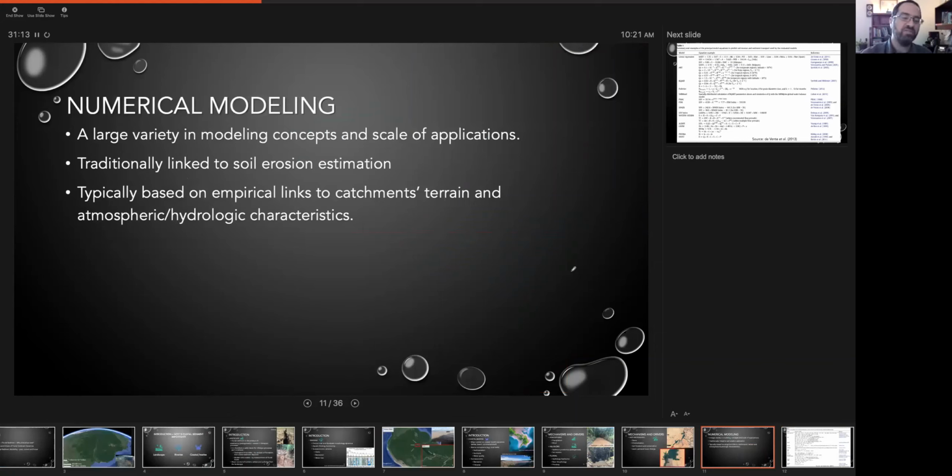So taking all of that and trying to create models to predict it can be quite challenging, as you can imagine. Like any other field of environmental science, you're trying with numerical models to represent a very complex system within some mathematical rules within a computer program. As a result, there's been a lot of significant evolution of numerical modeling of fluvial sediment over the years. There's a large variety of concepts and scales of application.